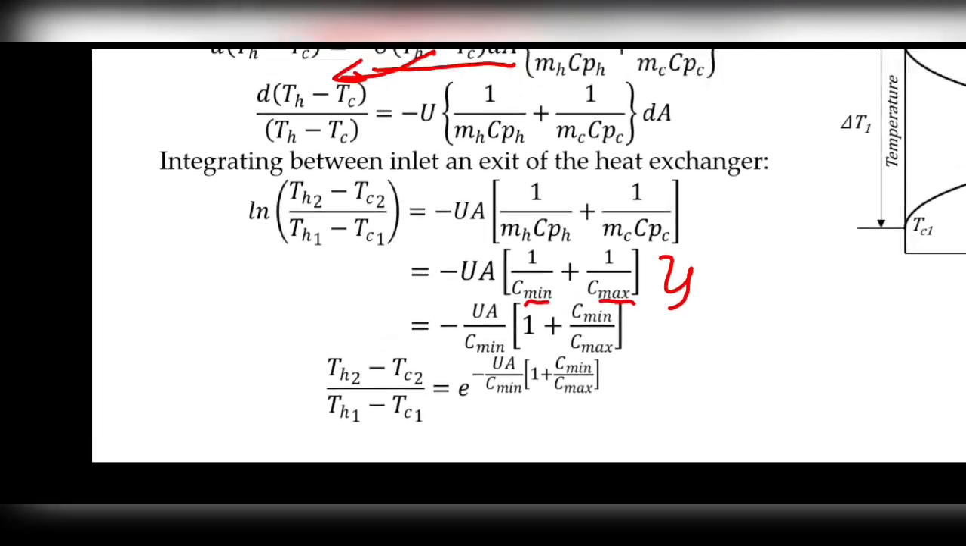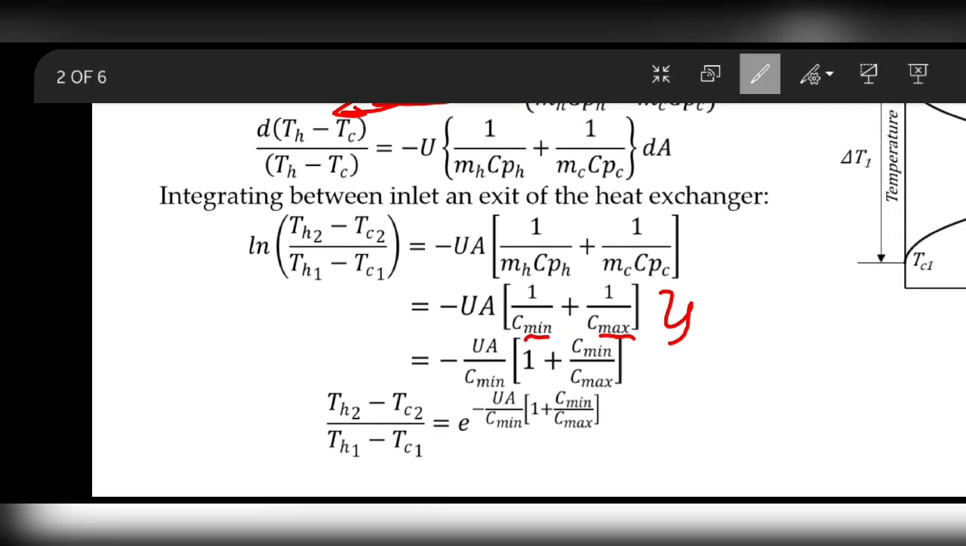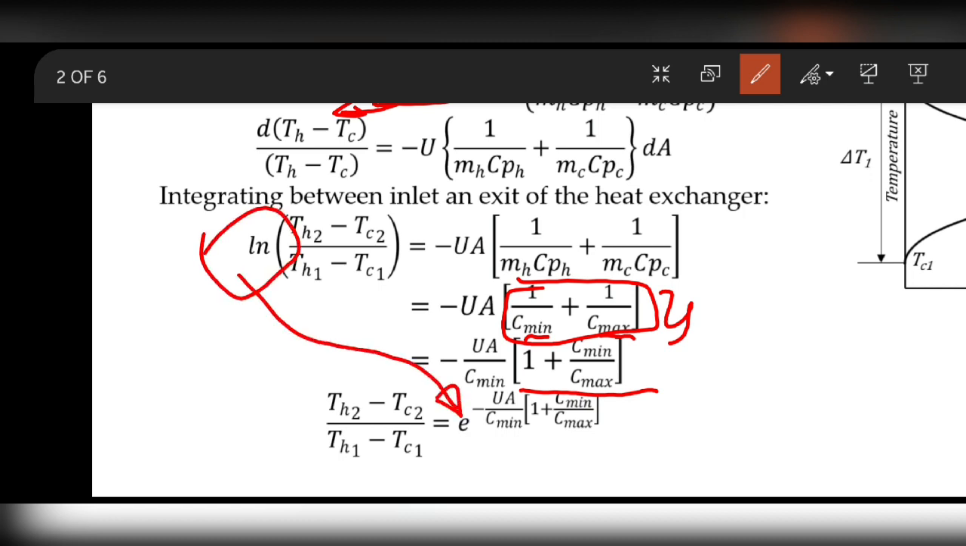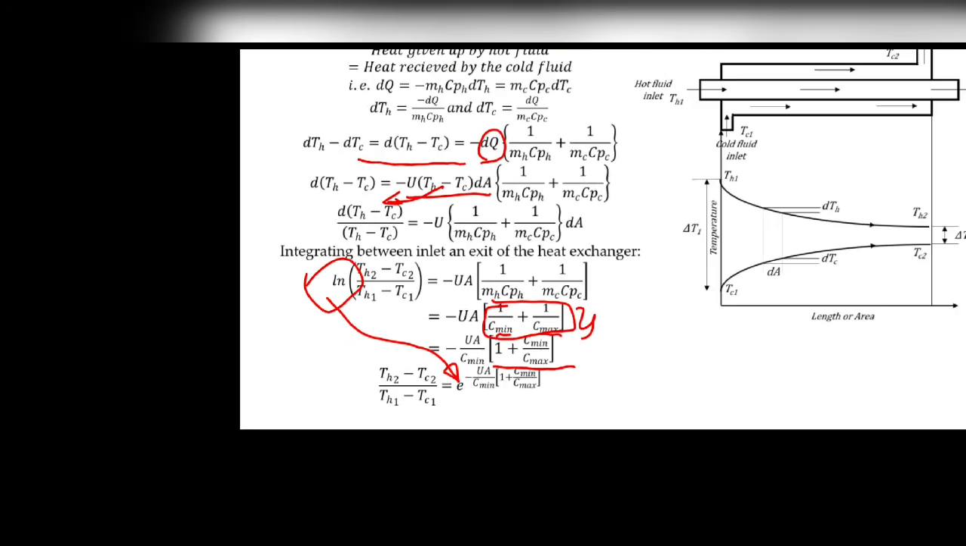Now I'll take 1 divided by C minimum out of the bracket from this term. So I'll get minus U into A divided by C minimum into 1 plus C minimum divided by C maximum. And here I have ln, so I'll take it to the other side. So I'll get TH2 minus TC2 divided by TH1 minus TC1 is equal to e to the power of minus UA divided by C minimum into 1 plus C minimum by C maximum.